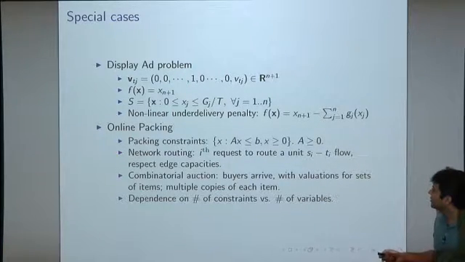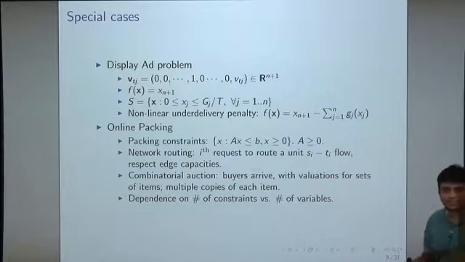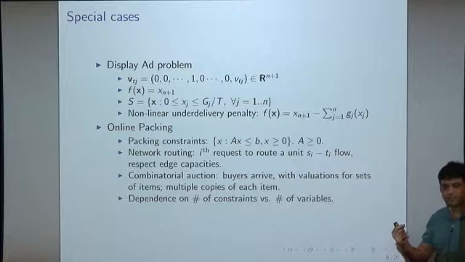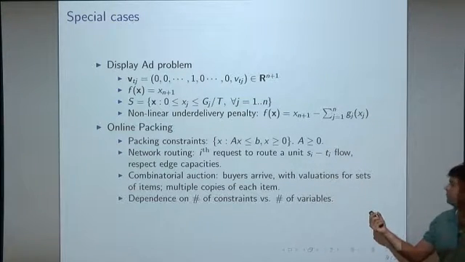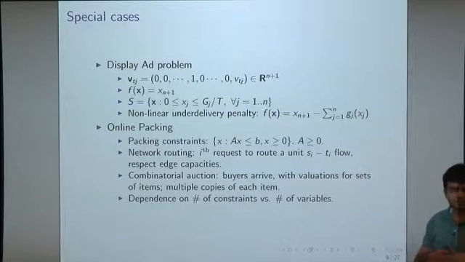One example of an online packing is a network routing problem, where the ith request corresponds to a request to route one flow from a node Si to node Ti in a network. You have edge capacities given ahead of time. So that's a packing problem.